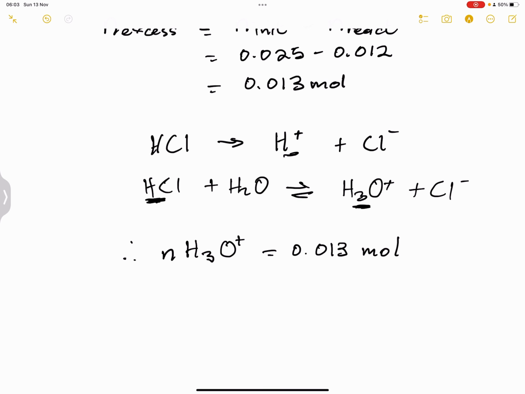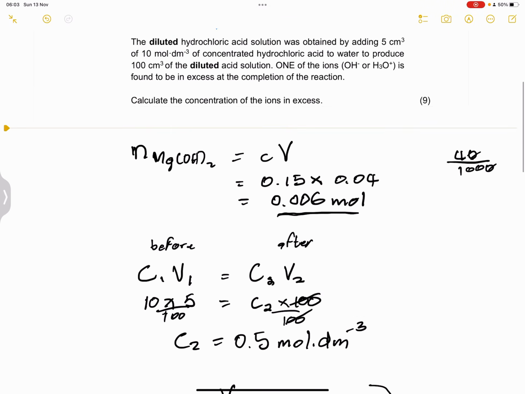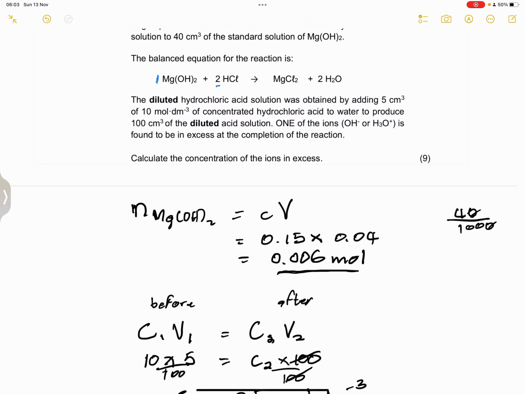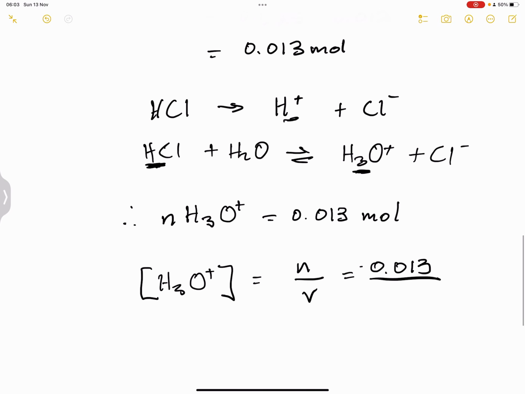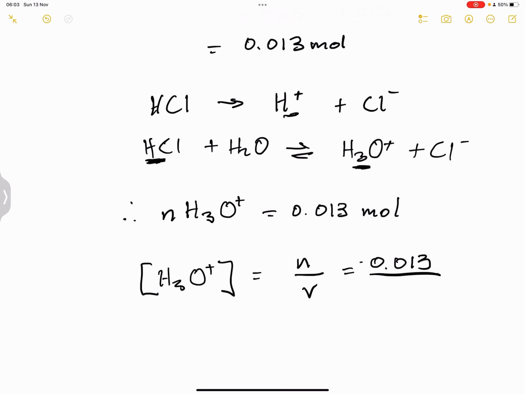So that means therefore that the number of moles of hydronium ions would also be equal to 0.013 moles. Right, now ladies and gents, let's get to the concluding part of this. We wanted the concentration, so we know that concentration of hydronium ions will be equal to number of moles divided by volume. So this will be 0.013 divided by, now what is our volume in this case? Remember that we added the 2 to each other, right? So we added the 50 cubic centimeters to the 40 cubic centimeters. So our volume rather is 90 cubic centimeters. So in this case, that's going to be 90 divided by 1,000.